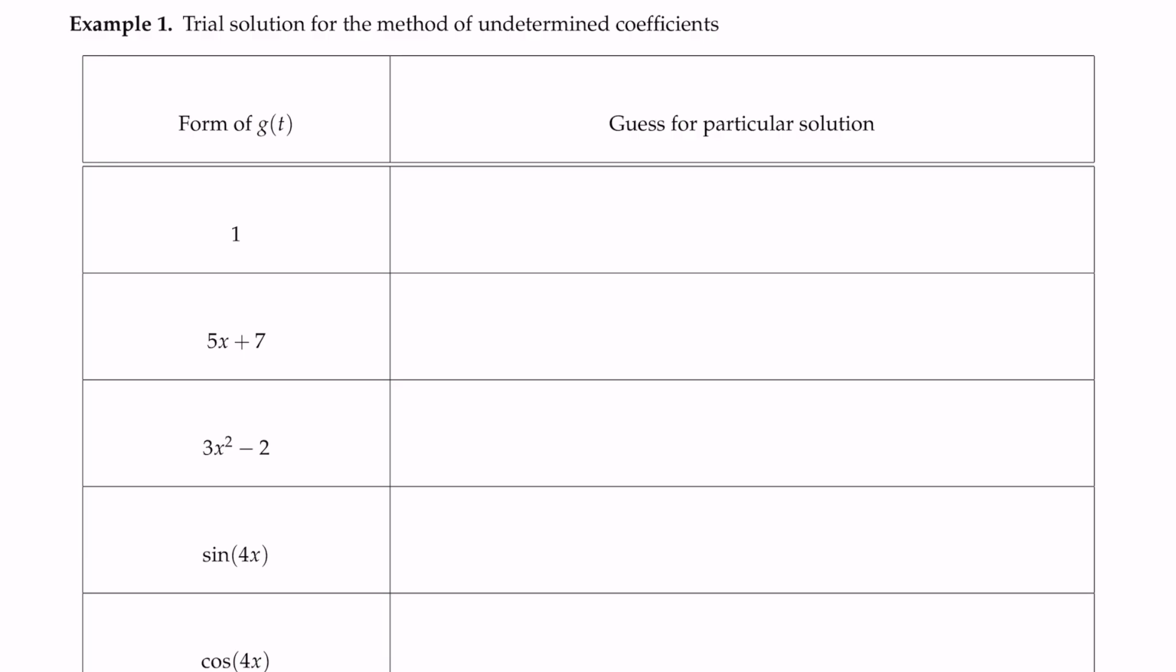In the case where you have only a constant function, then the form can be y sub p equal to some constant only. If g of t is a linear function, then the guessing solution, or the trial solution, has the form of a times x plus b. If you have a quadratic function, then the trial solution can be ax squared plus bx plus c. Right? So given a quadratic function, when you make a guess or the trial solution, you have to write out the entire polynomial function of degree 2.